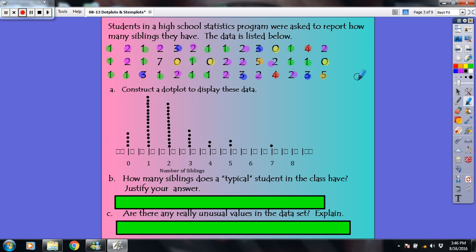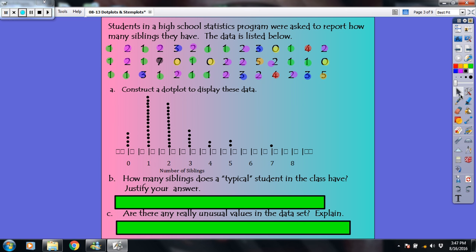And finally, we have 1 occurrence of 7. So 7 gets 1 dot on its own. Notice no occurrences of 6 happened, so there are no dots on 6. So this is what would be called a gap in our data.